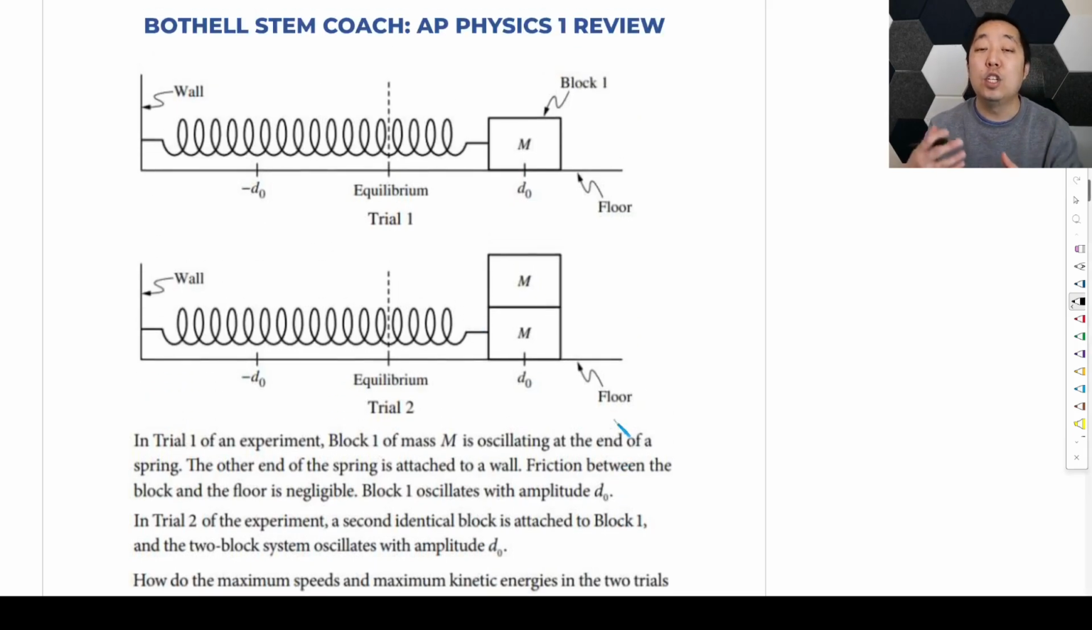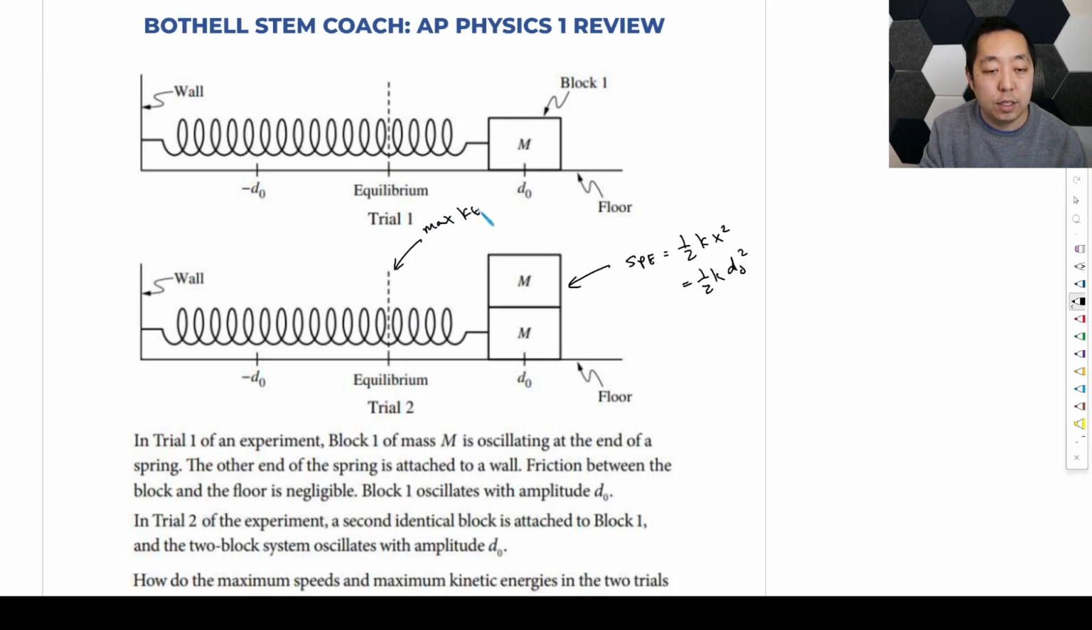Let's first talk about the maximum kinetic energies. Remember, at this stretched point, we have only spring potential energy, right? So that's 1/2 k x squared, which is 1/2 k d0 squared. So this is our maximum stretch. And then here we're going to have the maximum kinetic energy. Notice that we have the same spring potential here and here, because the spring potential is just based on how much we've stretched it.